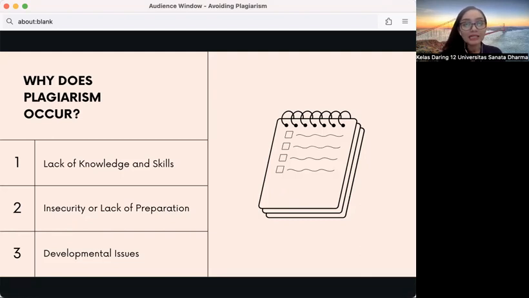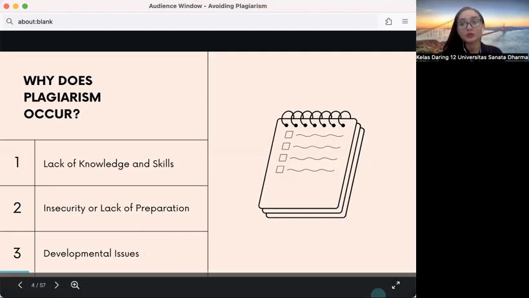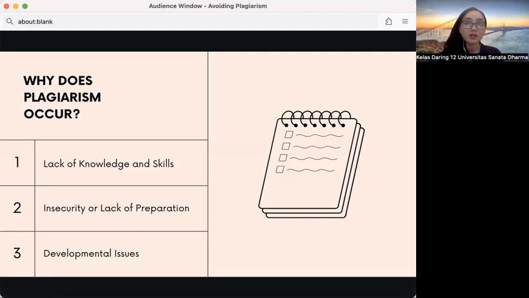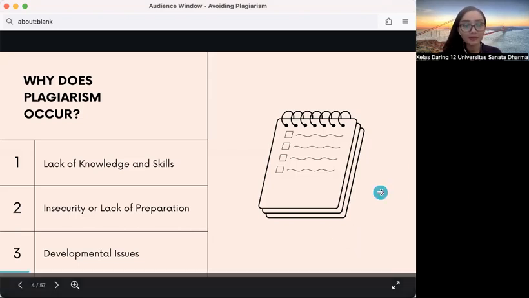Number three is developmental issues. Students here do not perceive what they are doing as unethical. So there is an important issue that must be stopped.